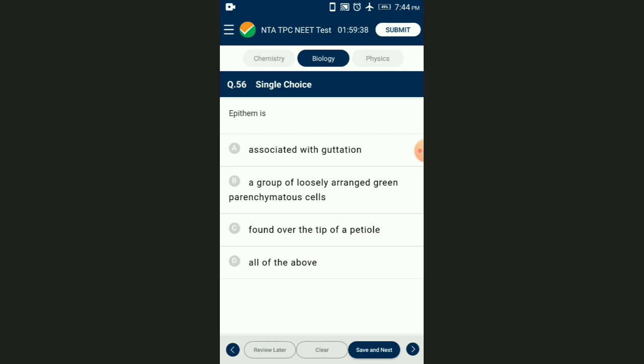Plant absorbing too much water results in the increase of root pressure, causing water to squeeze out of the plants. Soluble cell components are compelled out of the xylem present in the epithem tissue. So the answer is option A. Epithem is associated with guttation.